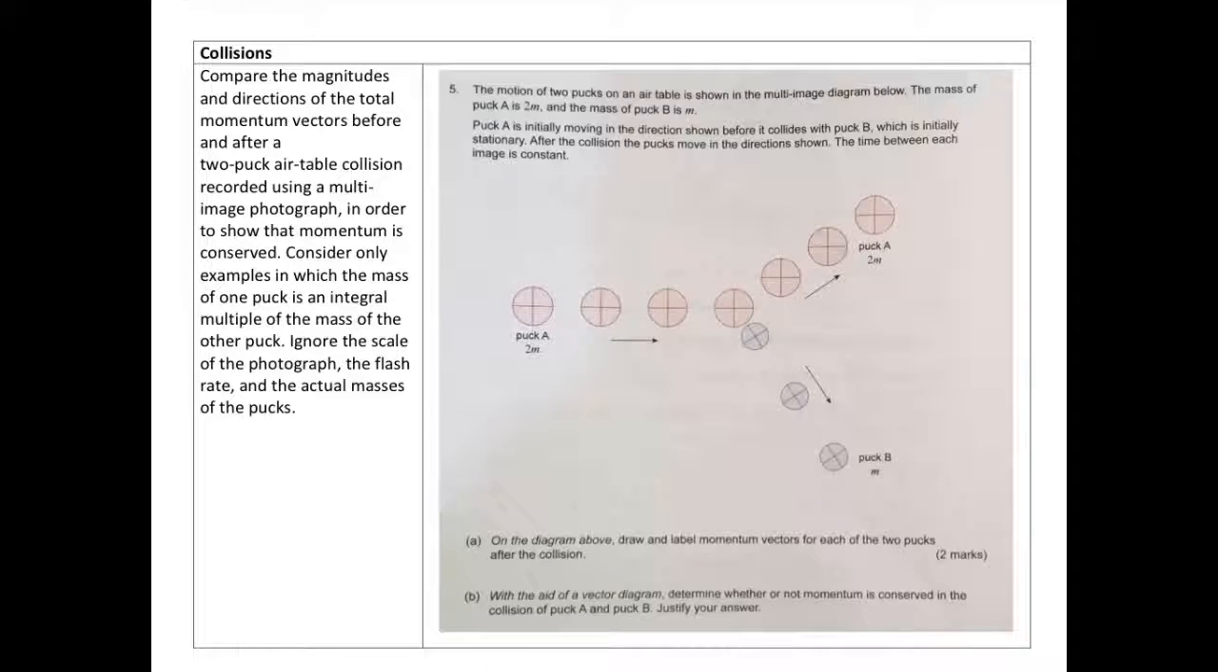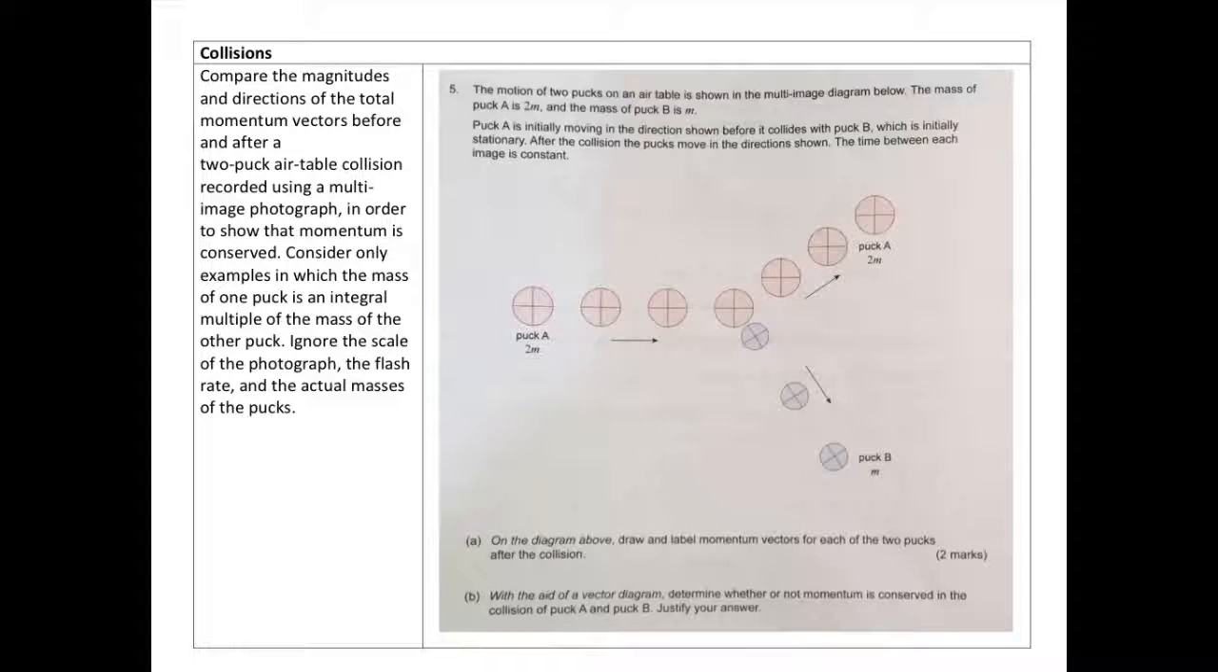So this diagram represents a multiple image photograph taken from above, like an air hockey table. Where you've got one puck on an air hockey table interacting with another puck, in this case puck B is stationary initially, and we're looking at that interaction in the same way we talked about multiple image photographs when we did projectile motion.